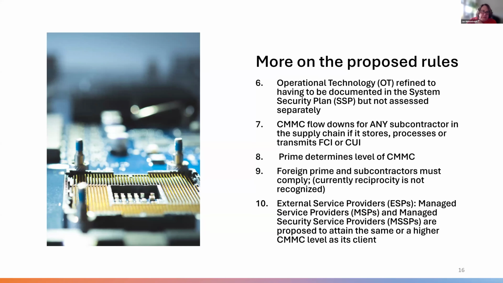And then everybody uses an external service provider, an ESP, shortcut to an MSP, or we just call them service providers, but they're proposed to attain the same or higher CMMC level as their client. So if you're a CMMC Level 2, you have to be using an external service provider that's a Level 2. That was one of those spanners, as the British say, an unexpected thing in the new rules. It's dicey. It'll probably change in the finals, but who knows?